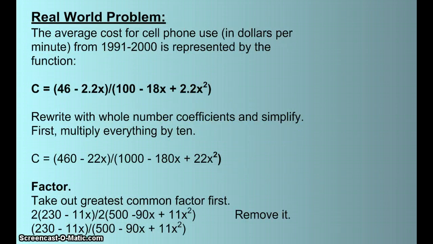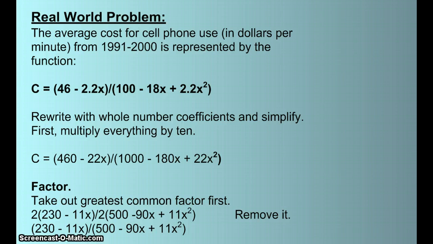And the last thing we're going to do here is take a look at a real-world problem. This is the average cost for cell phone use in dollars per minute from 1991 to 2000, and it's represented by this function. The function is given. The cost is 46 minus 2.2x, all divided by 100 minus 18x plus 2.2x squared. You want to rewrite this function with whole number coefficients and simplify.